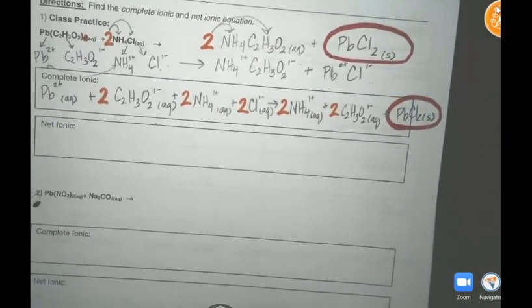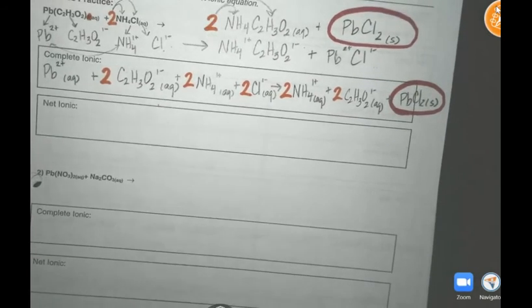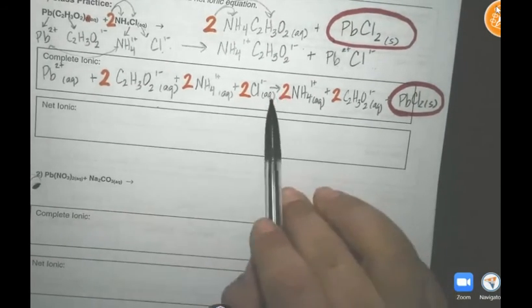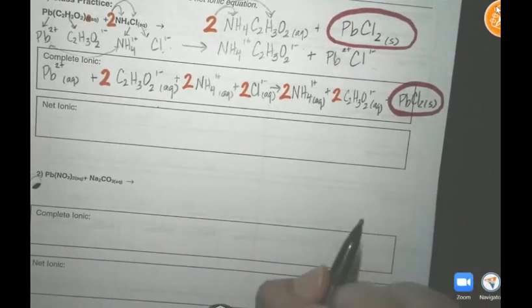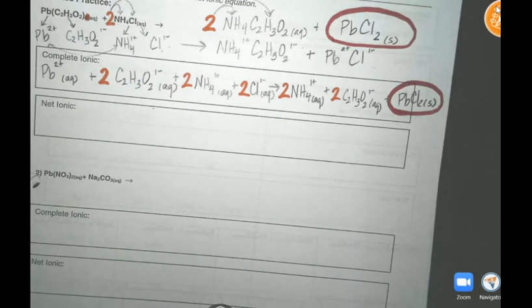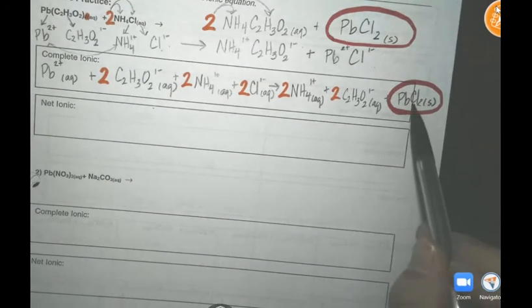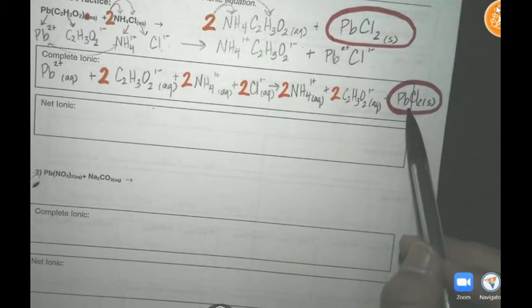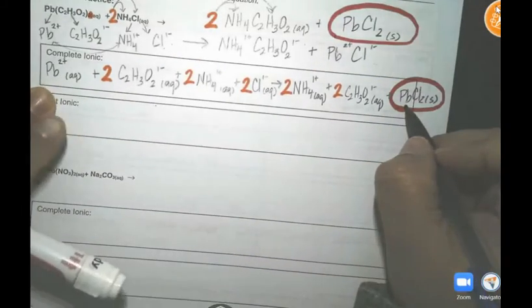All right, so now do I have 7 states of matter? 1, 2, 3, 4, 5, 6, 7. Yes. Do I have the same amount of ions that did not make up the precipitate or the liquid water on both sides? Well, let's see. Pb makes up the Cl2, so I don't want to cancel that out, but this one doesn't. So I'm going to gently cross that out. Ammonium is not a part of this, so that also cancels out. There's 2 here, 2 here. 2 of the acetates, 2 of the acetates.